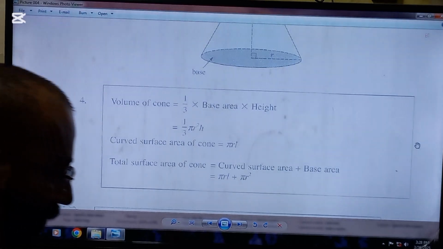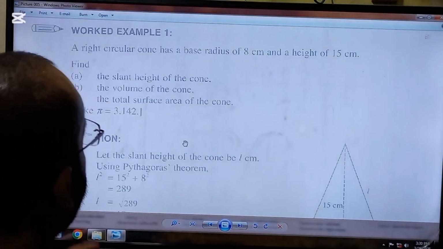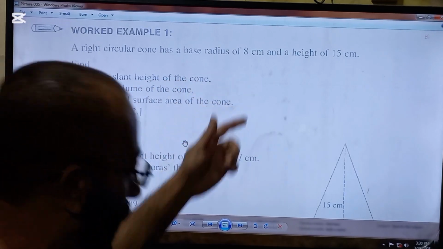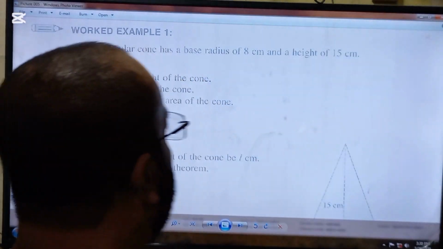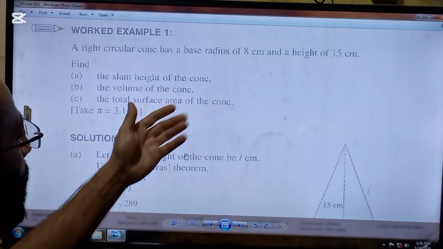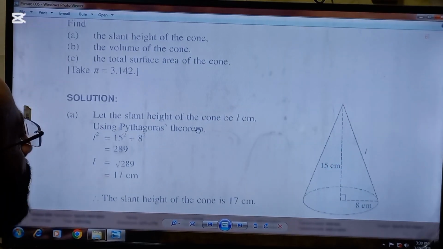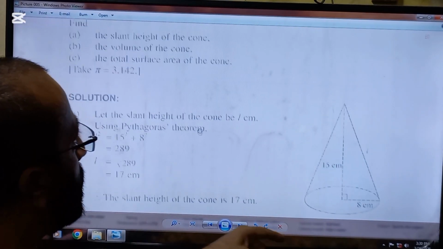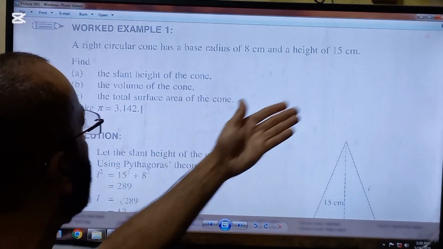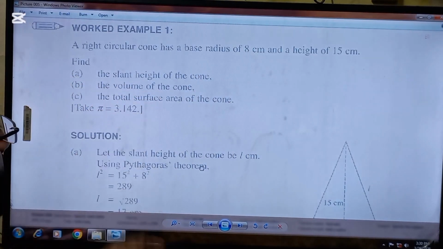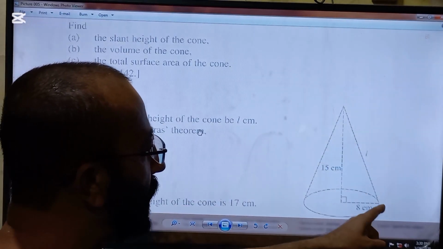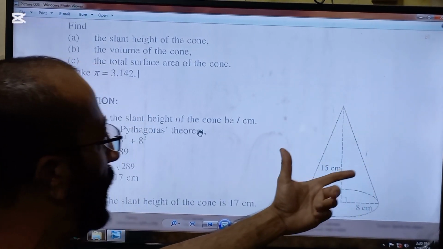Okay, students, here is a question. A right circular cone has a base radius of 8 and a height of 15. This is given in the question, and have a look at the figure. The base radius is 8 and the perpendicular height is 15. Now the requirement is the slanting height of the cone, which is L.